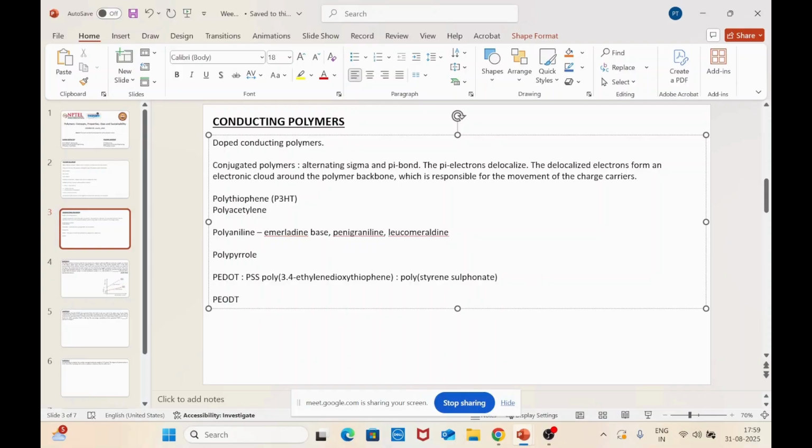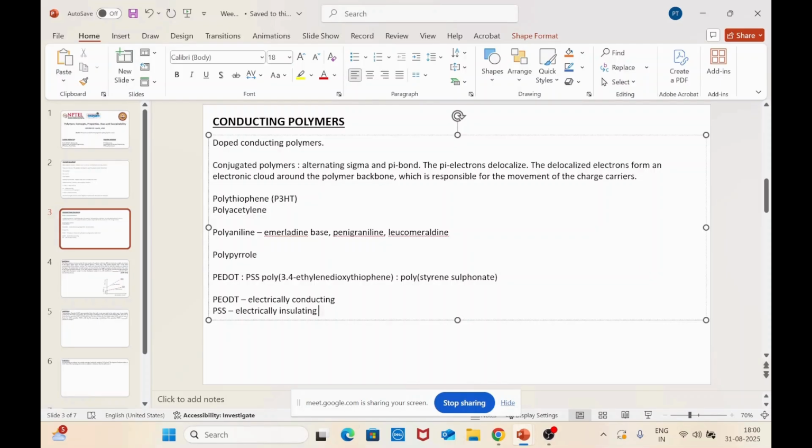So PEDOT is electrically conducting, whereas if you see your polystyrene sulfonate, its role is only to make sure that the PEDOT is stable. So this is electrically insulating in nature. And if you see the structure, the PEDOT:PSS actually forms a type of core-shell structure with the PEDOT as core and then the PSS as an outer shell.